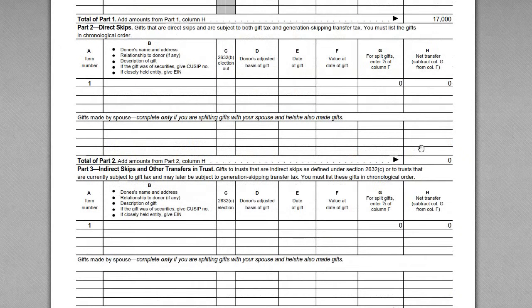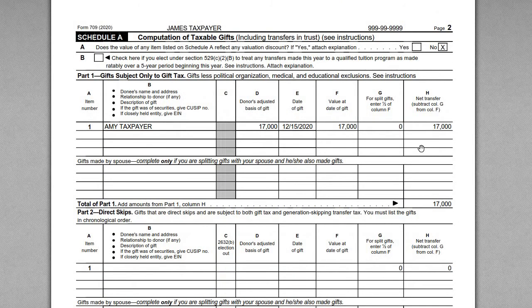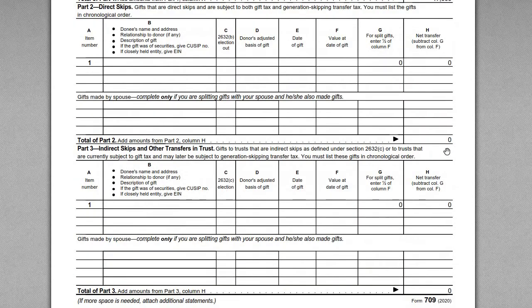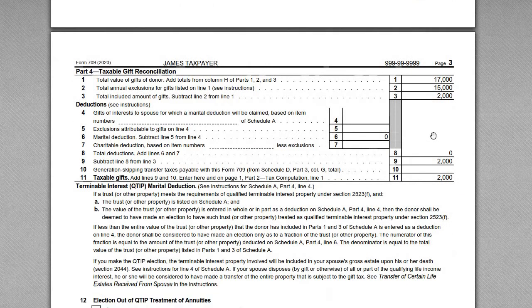And so if I can just flip up here really quickly to make another point, this is the gross amount of the gift before the exclusion, right? So you're gifting $17K to Amy, but don't put $2,000. Don't put $17K minus $15K. You want to put the gross amount of the gift, right? So in column F here, and then the reconciliation down here in part 4 is where you take the exclusion.